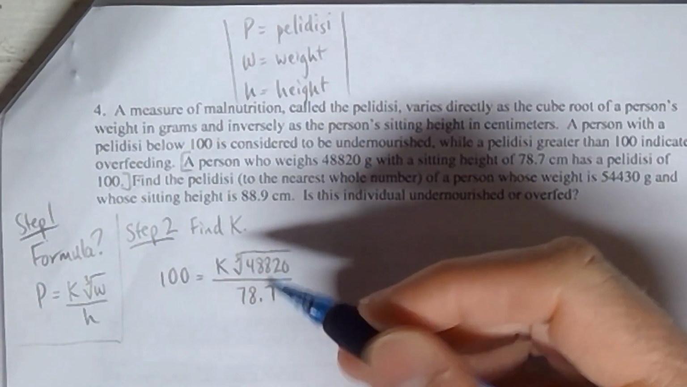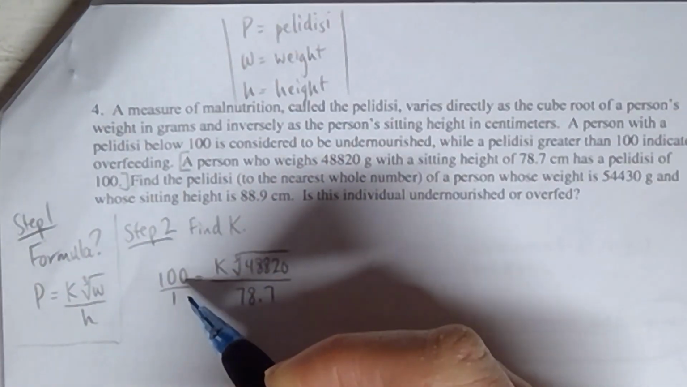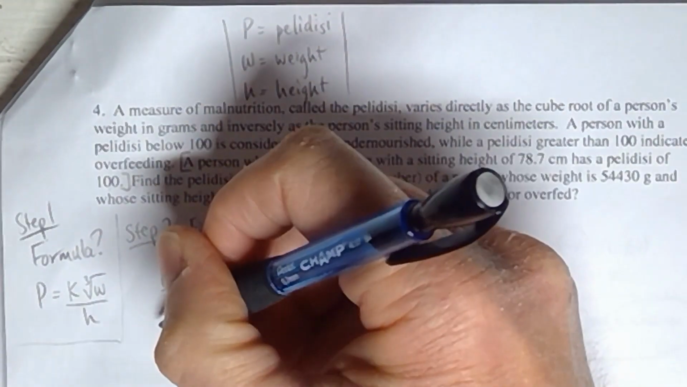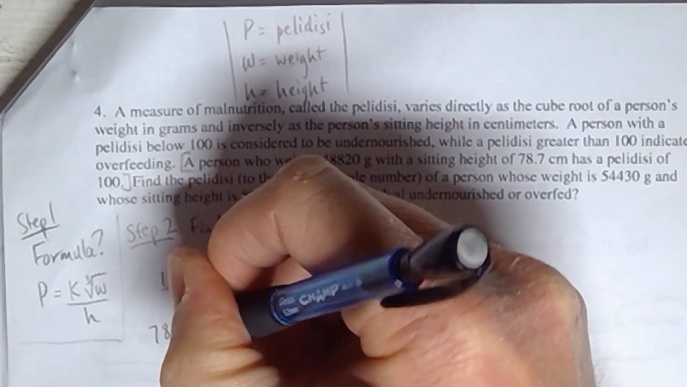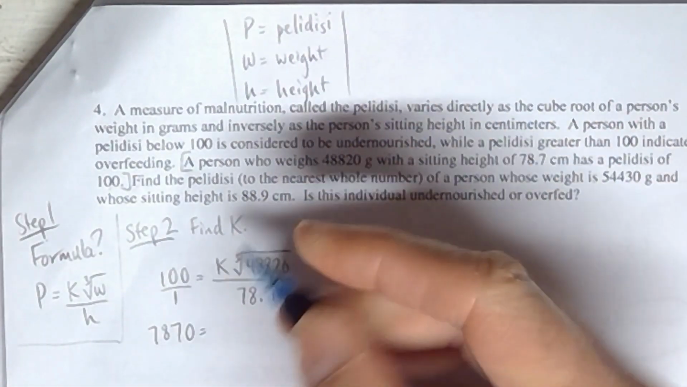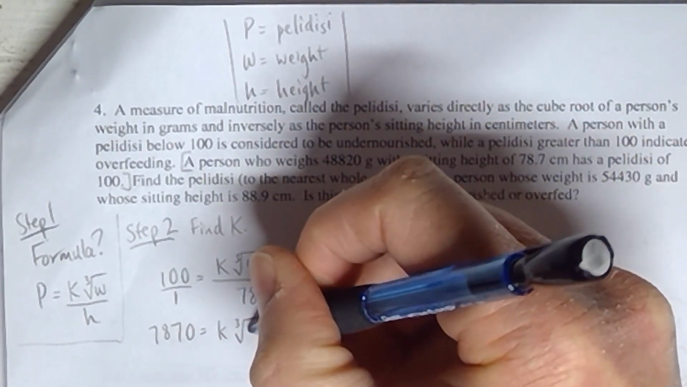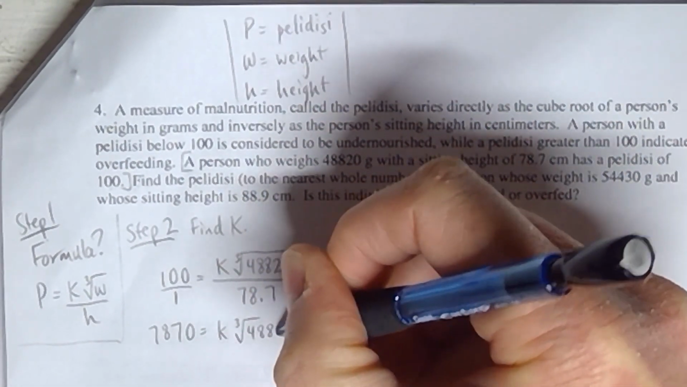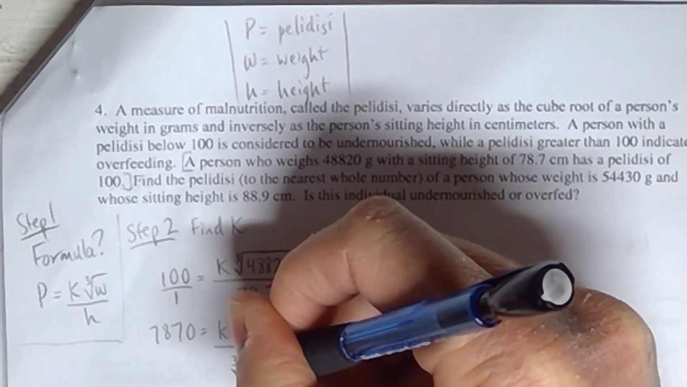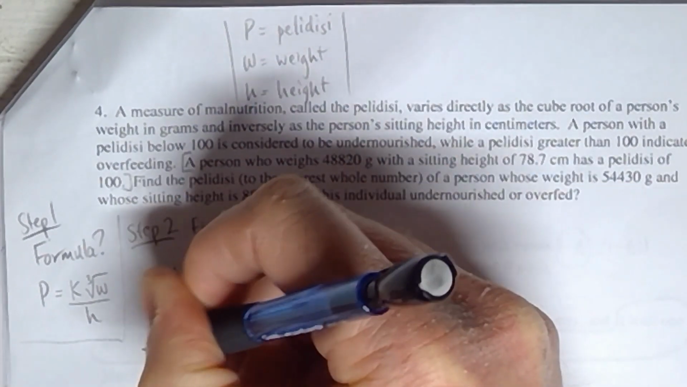Once again, when you have a fraction on one side and then just a normal number like 100 on the other, you can cross multiply after making this into a fraction over here. If I do that, I get 100 times 78.7 is 7870. Again, have your calculators handy here. And then 1 times anything is itself, so the other side will just be the K and the radical right there. I then need to divide by the radical in order to get the K by itself here.